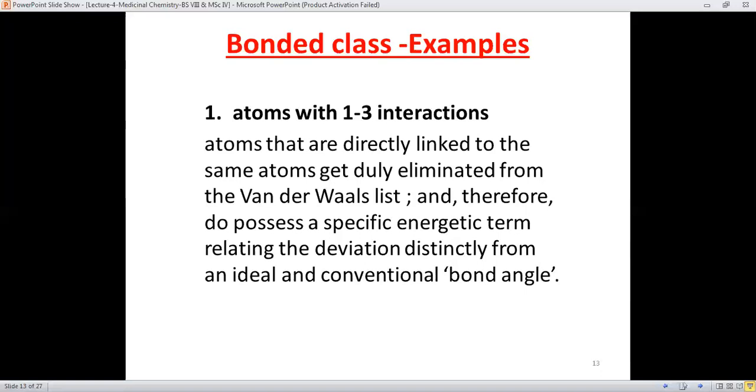Like there are conventional bond angles for the molecules which are formed through hybridization, sp2, sp3 and so on. The bond angle for sp3 is tetrahedral, 109.5, or for the linear one it must be 180, and so on. It means that there must be some deviation from these conventional bond angles.